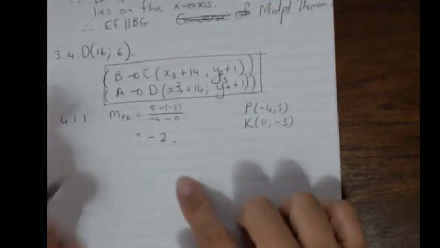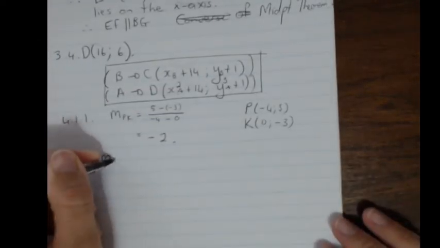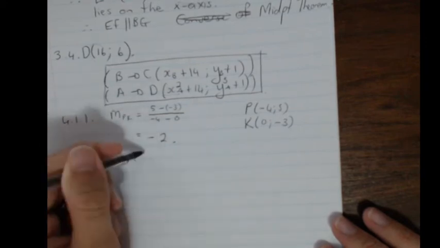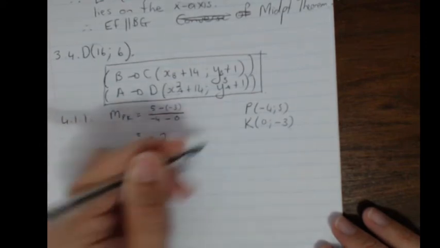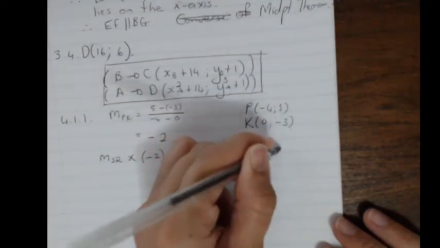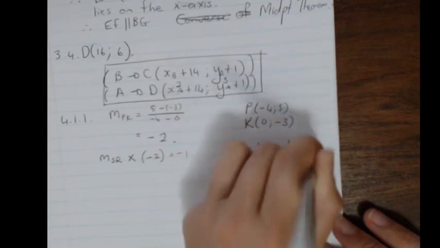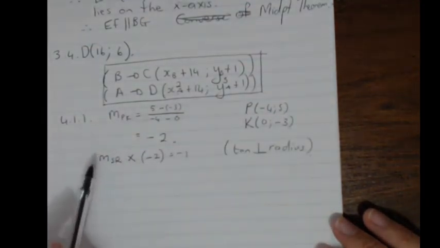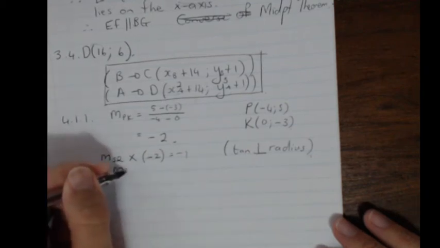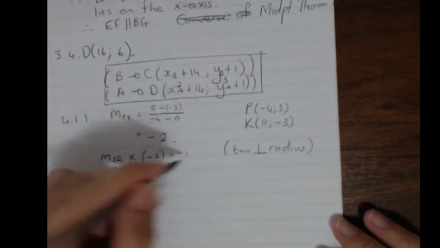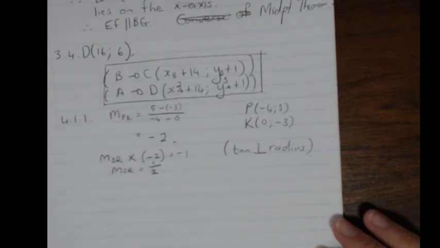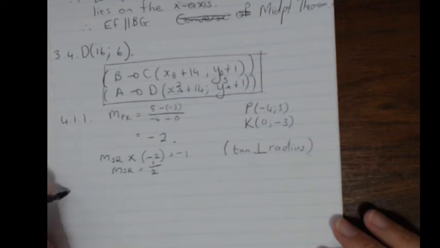Great. Okay, so then the gradient of SR, which they ask in this question, times the gradient of PK should be -1, because a tangent is perpendicular to a radius or a diameter, and perpendicular lines have the property that gradients multiply to be -1. So the gradient of SR is going to be -1 divided by -2, which is then positive half. Okay, so that's the gradient of SR.